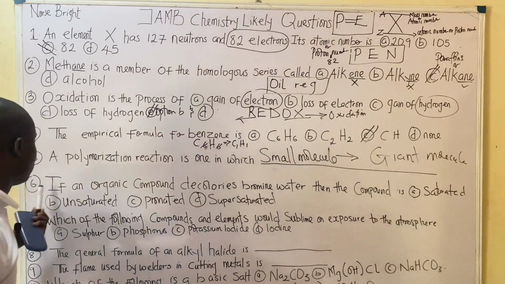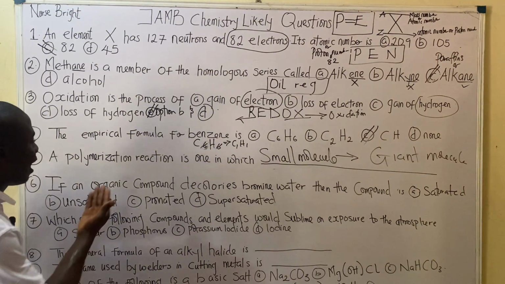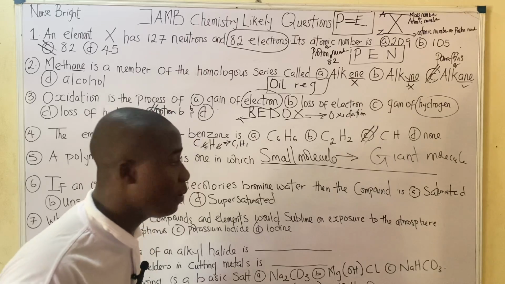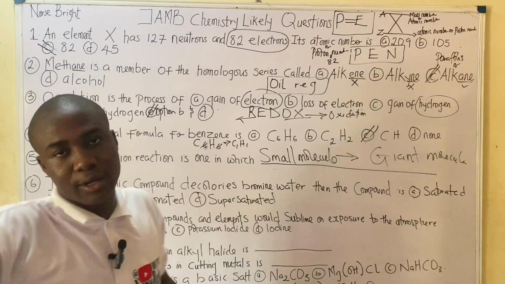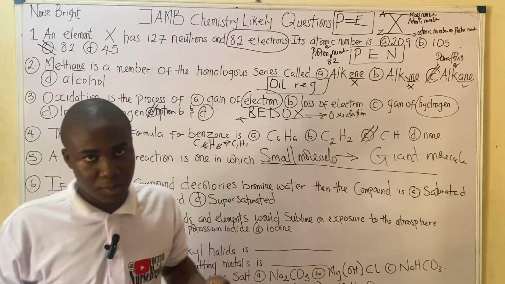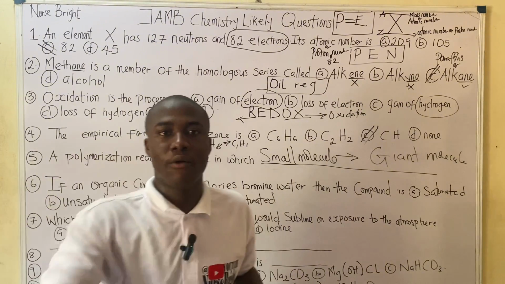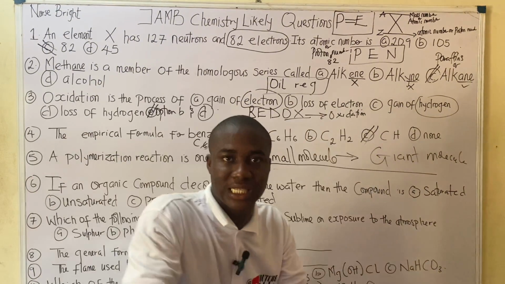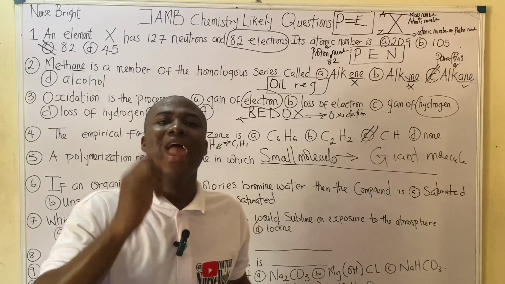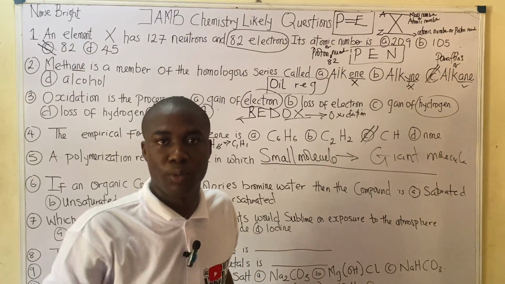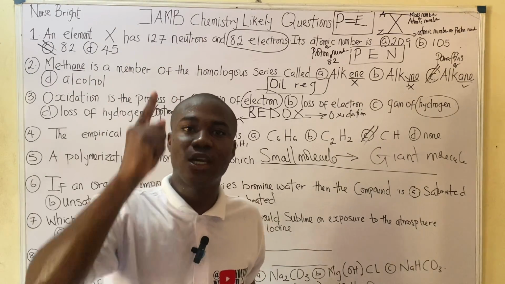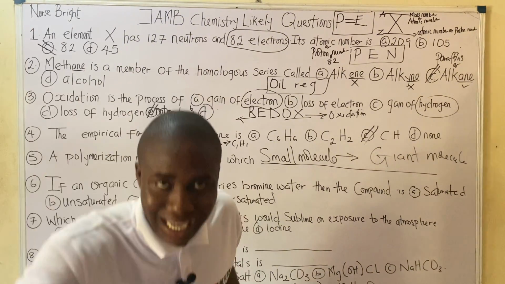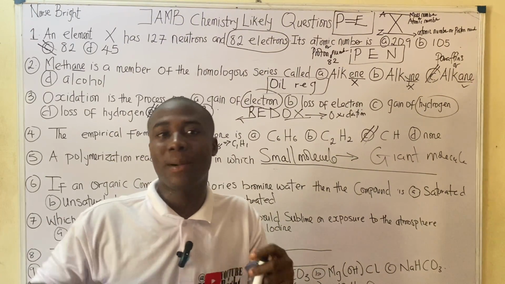Okay, that's for that. So question number 6 says, if an organic compound decolorizes bromine water, then the compound is likely to be what? Please take note. This must be noted. Bromine water is a reagent we use to test for organic compounds. When this group of organic compounds decolorizes bromine water, they are unsaturated. They are what? Unsaturated.